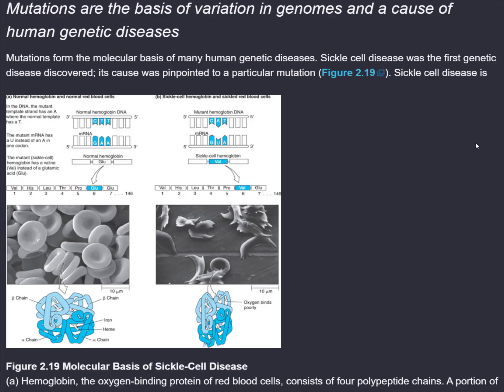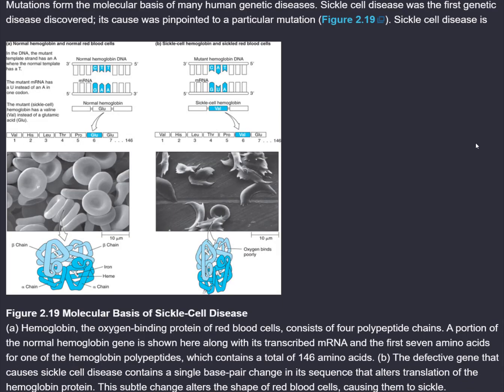Mutations are the basis of variation in genomes and a cause of human genetic diseases. Mutations form the molecular basis of many human genetic diseases. Sickle cell disease was the first genetic disease discovered. Its cause was pinpointed to a particular mutation.